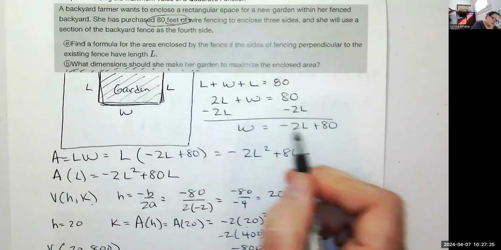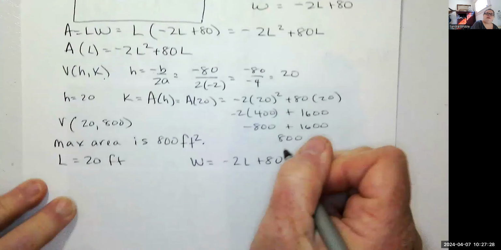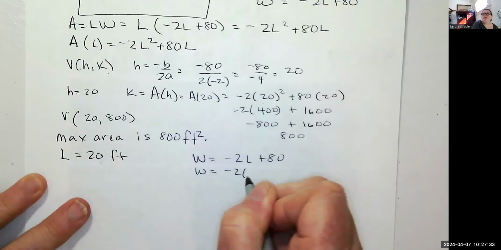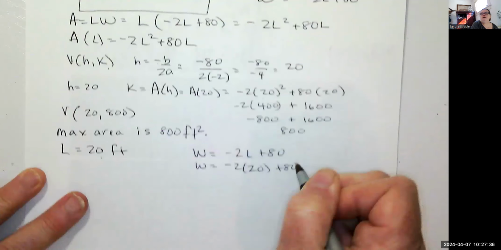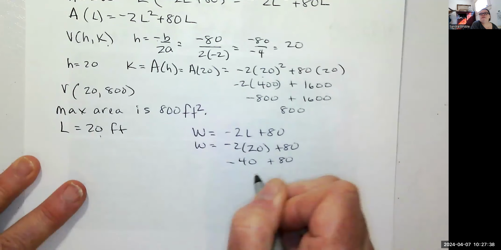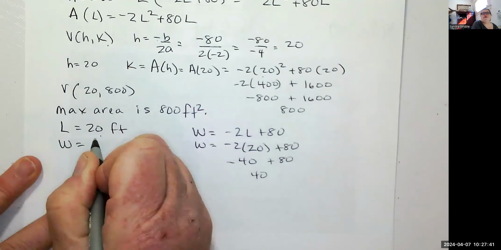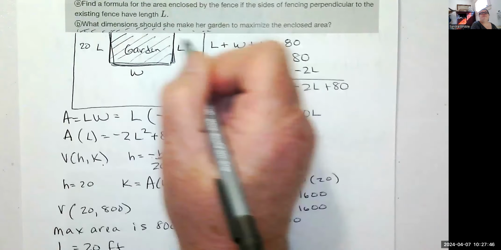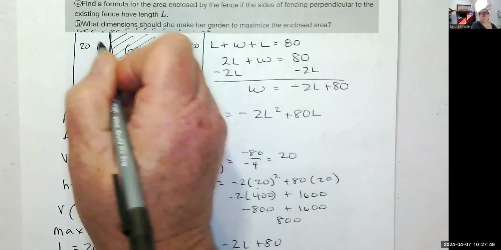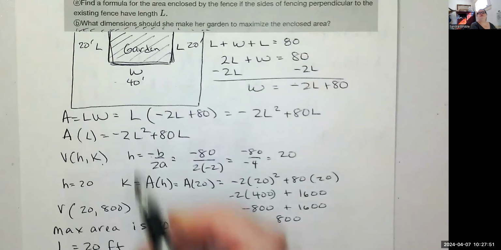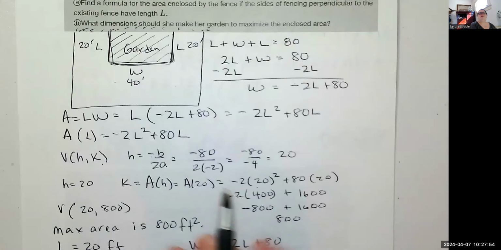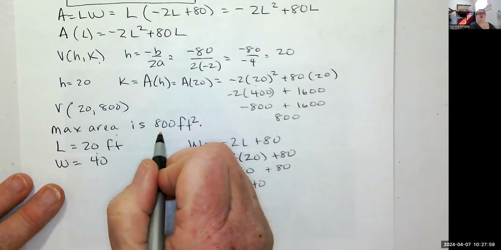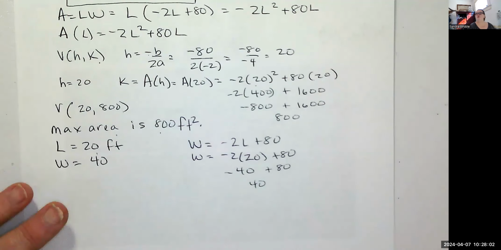And that means the width, which is negative 2L plus 80. I'm just substituting the 20 in for L. The width is negative 2 times 20 plus 80. Negative 40 plus 80 is 40. So the width is 40. So for her garden, her length is going to be 20 and her width is going to be 40. And these are all feet. So what dimension should she make her garden? Her dimensions should be 20 by 40. And the most area that she's going to have is 800 square feet, right? Let me know what questions y'all have regarding this.